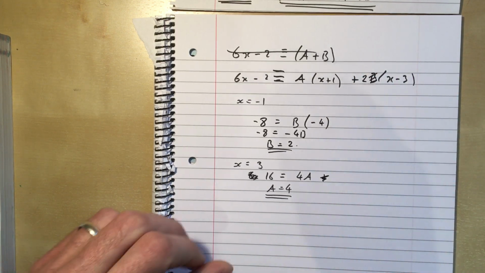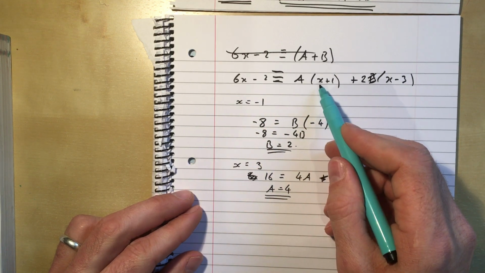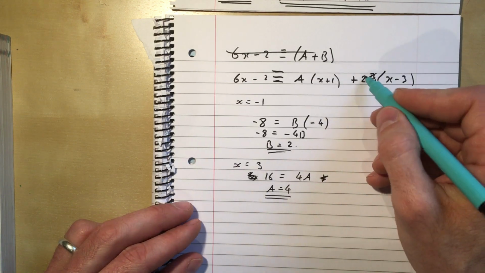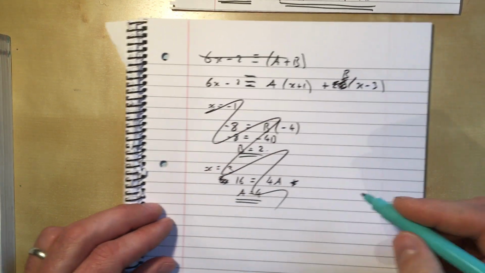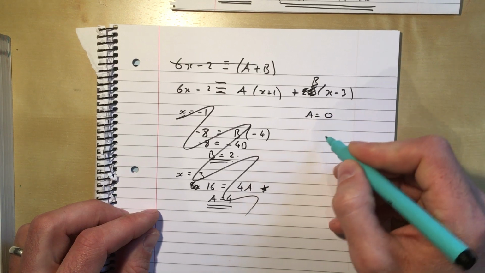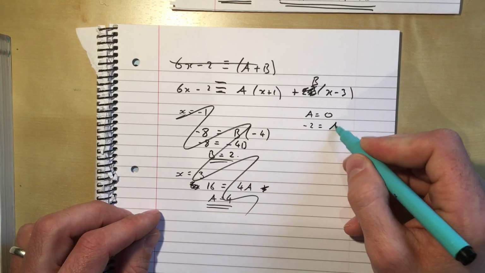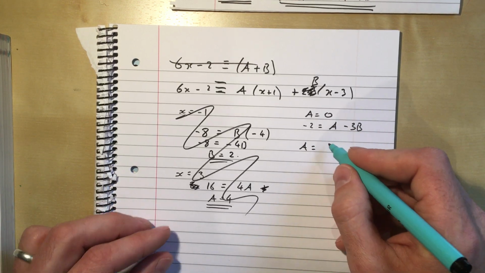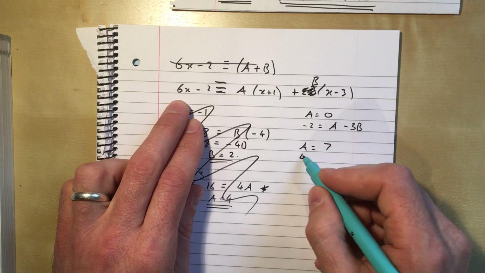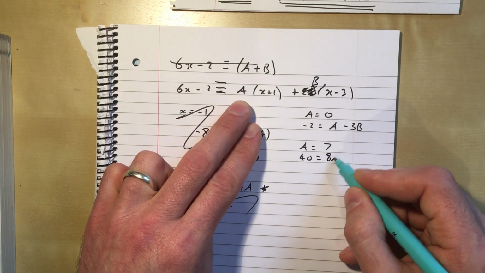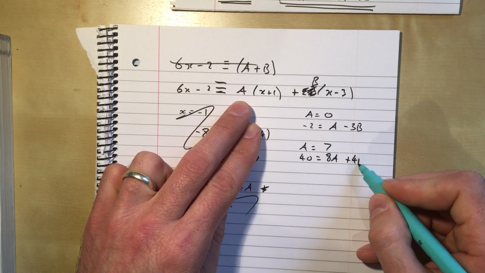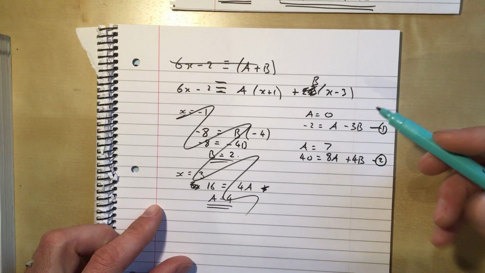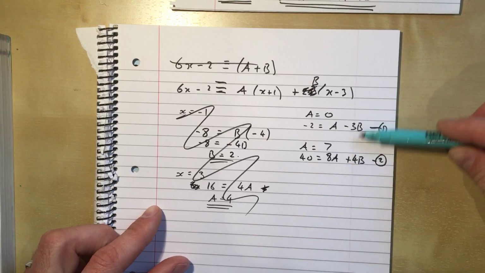Now with substitution, just watch out. A lot of people think, well, I've got to pick the value that makes this bracket equal 0 and pick another value that makes this bracket equal 0. That's not true. You can pick any values you want. So I could put a equal to 0 and I'd get minus 2 equals a minus 3b. I could put a equal to, let's take a silly example, 7, so I get 40 equals 8a plus 4b. Now, what I've got there is two equations which have got a's and b's in them. I can solve them simultaneously.